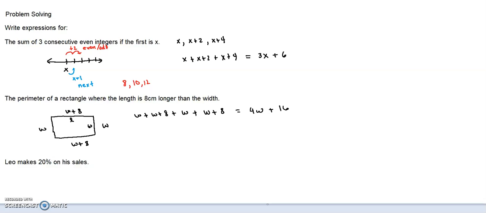Okay, and then the last one is a percentage. Leo makes 20% on his sales. So we don't know what his sales are. We can call that X. And we have to remember to make 20% into 0.20. Remember, we have to move that decimal place 2 times to make it into a decimal.